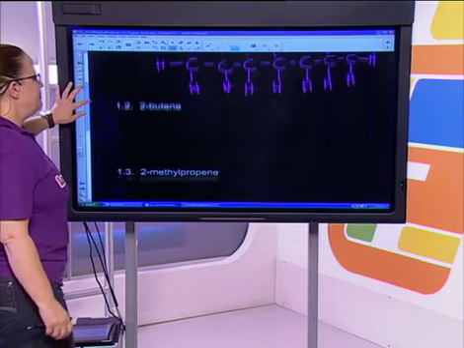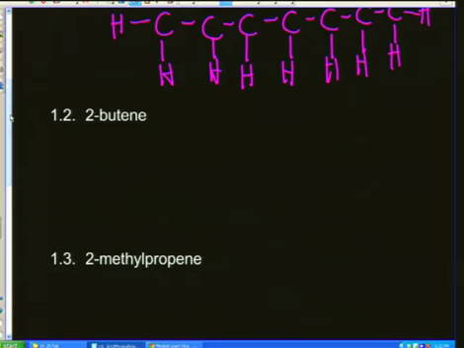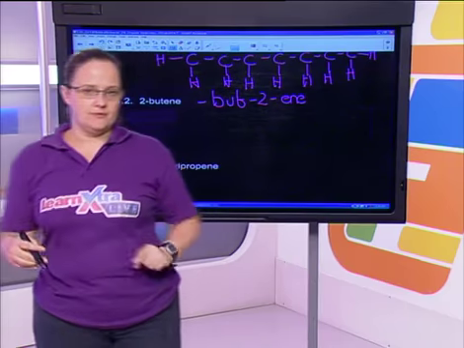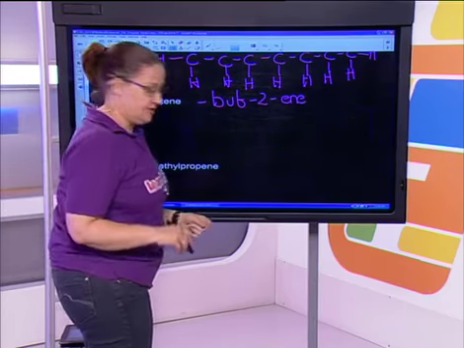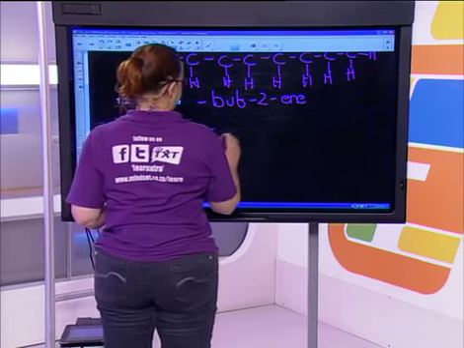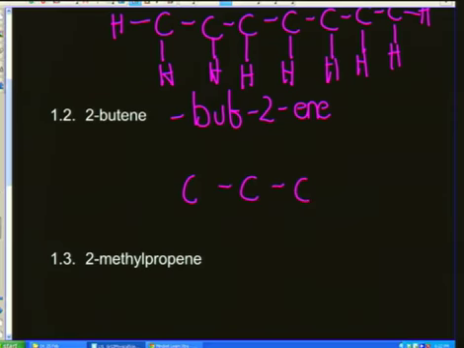Then, 2-butene, which can also be written, and this is more the way you're probably going to get it in your exams, as but-2-ene. Now this is quite important because butene has 4 carbons in the longest chain, okay? So we're going to write 4: 1, 2, 3, 4. Now they're saying to me that it's but-2-ene.